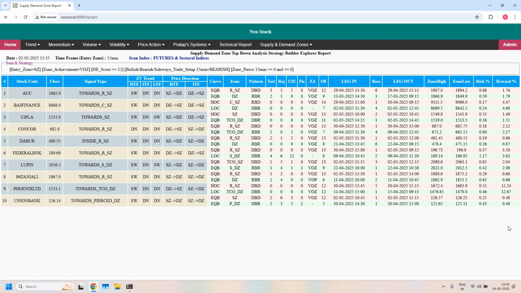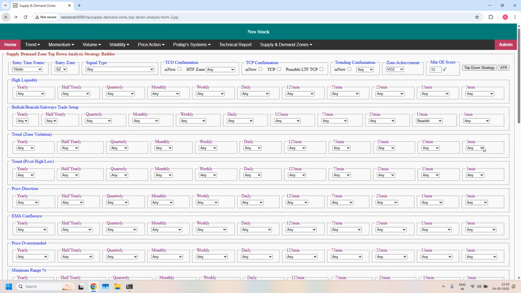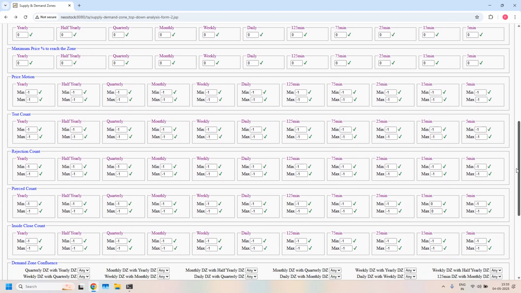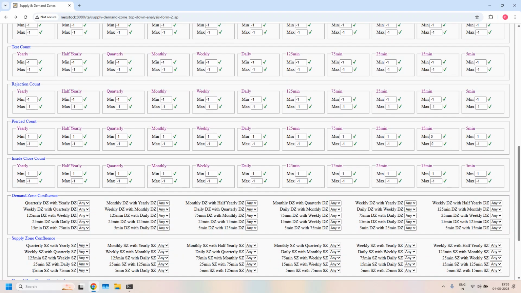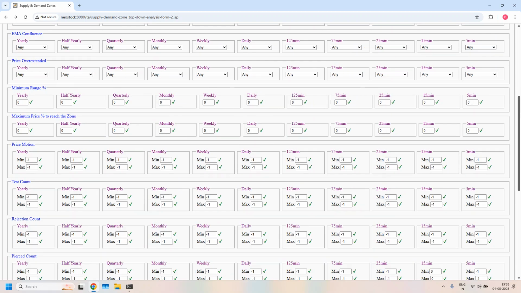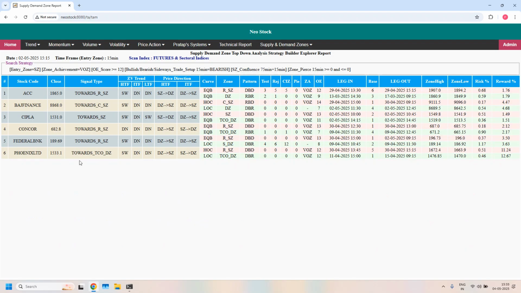Okay, let us further filter based on the zone confluence for high probability trade setup supported stocks. The first filter is LTF and ITF supply zone confluence, that is 15 minutes and 75 minutes supply zone confluence. I am enabling the filter. After applying this filter, we got 6 stocks. In these 6 stocks, the 15 minute supply zones are overlapped with the 75 minute supply zone, and the 75 minutes trend is down in all the stocks.